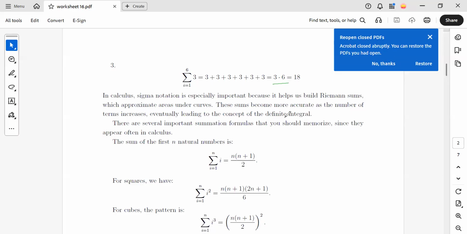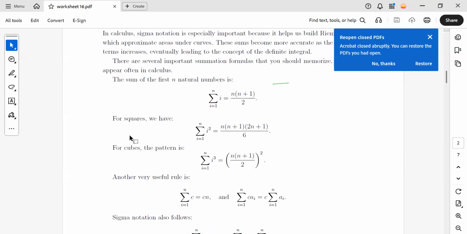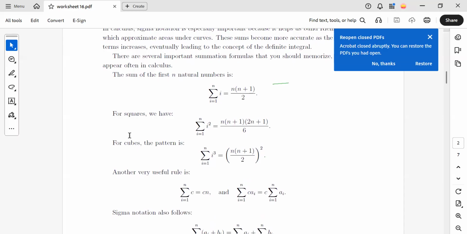So as a general formula, when we have i or i squared or i cubed, we have found these formulas and we will use them in finding Riemann summation of the integral. So it's a good idea if you memorize these, this one, and this one.